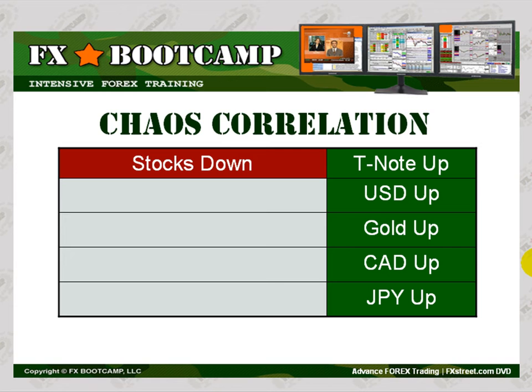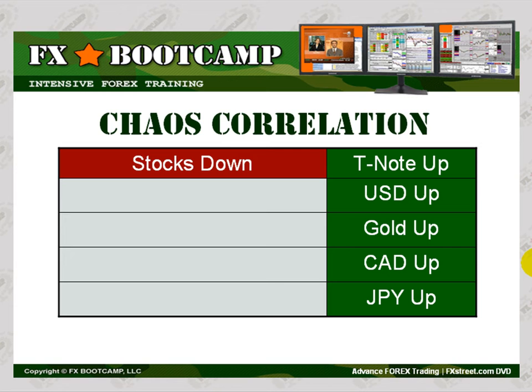Safe haven. In any case, maybe the CAD goes up too, because maybe they're taking money out of stocks, maybe they're plowing it into commodities. We don't know. Not always, but that's what you maybe can look for. And of course, we know if the stock market's down, 10-year T-note's up, you're probably looking at the Japanese yen going up. And if the Japanese yen's going up, it means the yen pairs are likely to go down. And then you go start looking for something weak to trade versus the strong yen.